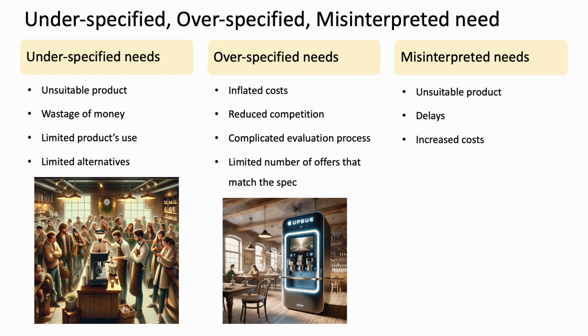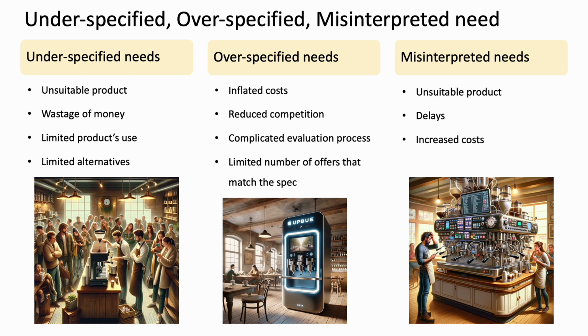In case of a misinterpreted need, you specify user-friendly thinking of baristas, but the supplier focuses on maintenance ease. As a result, the machine is easy to clean but hard for staff to use. Extra training time needed for staff. Possible modifications may be required for ease of use. Clear, concise specifications could prevent these issues, ensuring the machine meets your cafe's real needs.